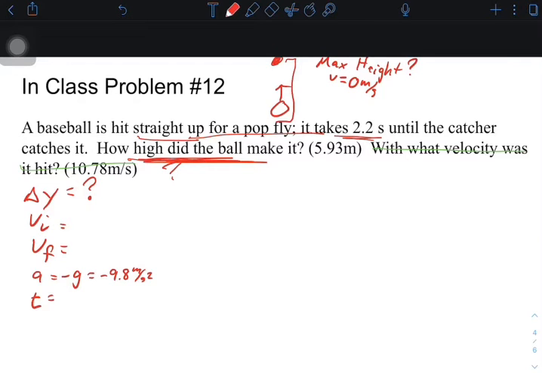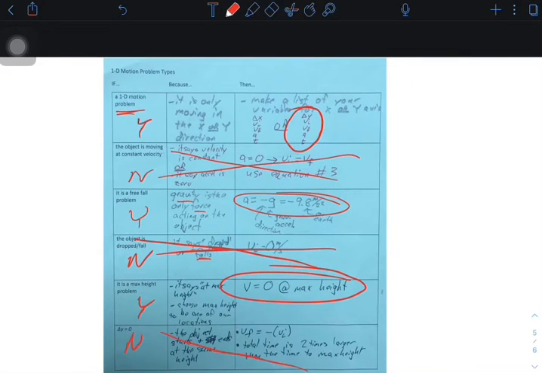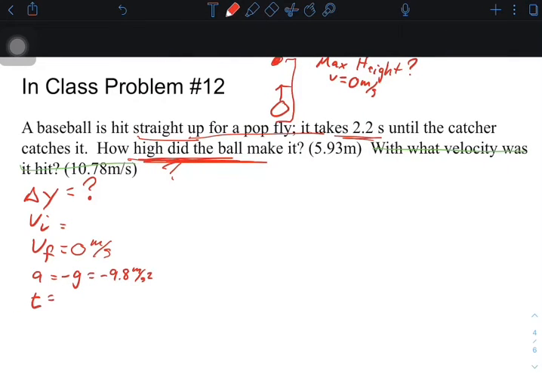Now what we have to decide is, is that initial velocity or is that final velocity? In this case, if we're going to go from where it's hit to maximum height, that's going to be my final velocity. This is not a delta y is equal to 0 problem, because we're looking for the max height.